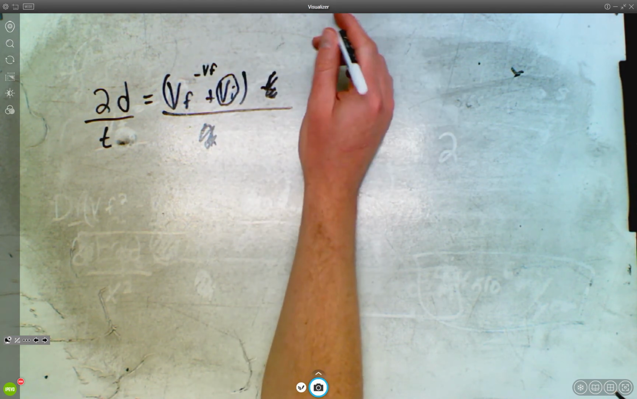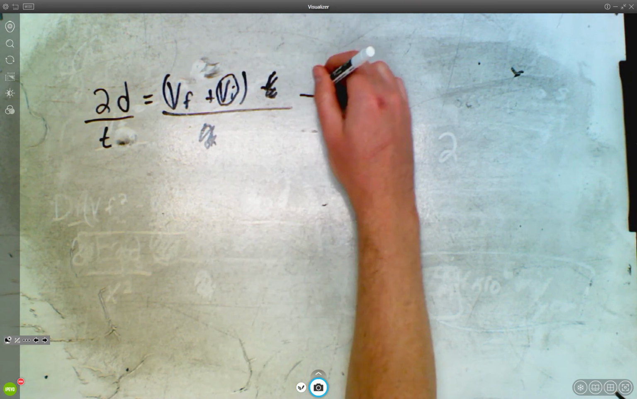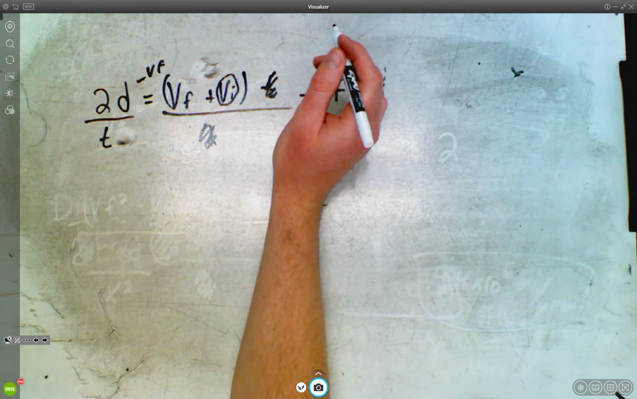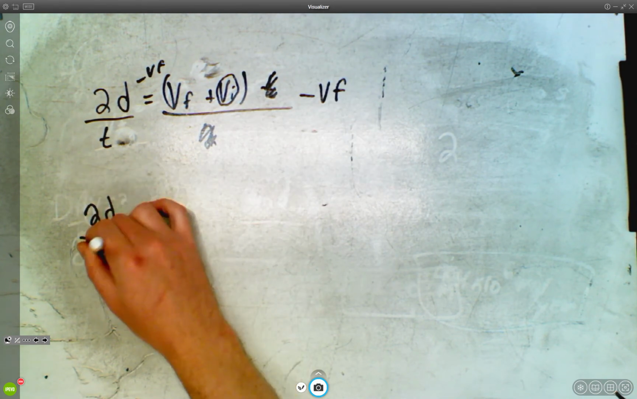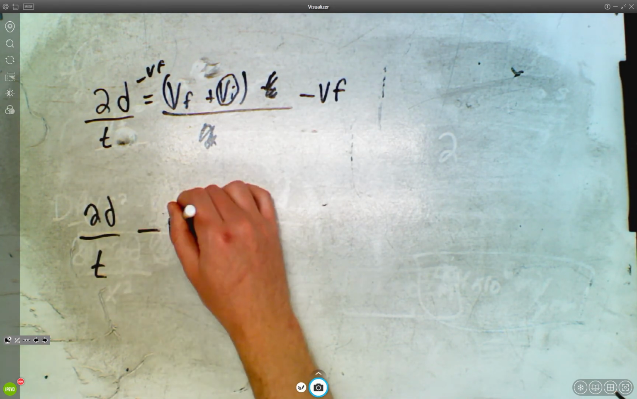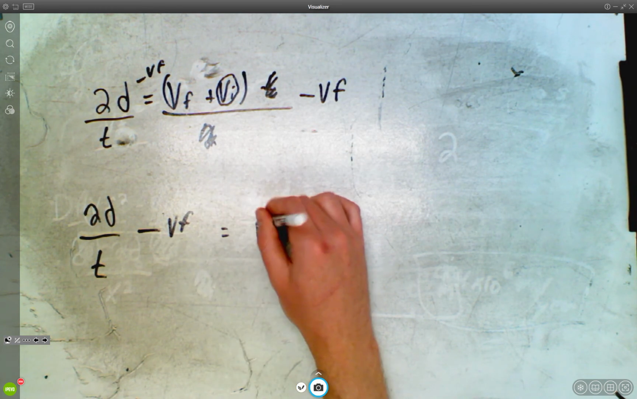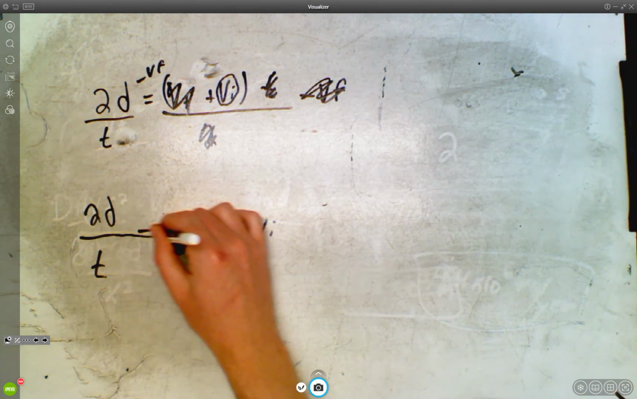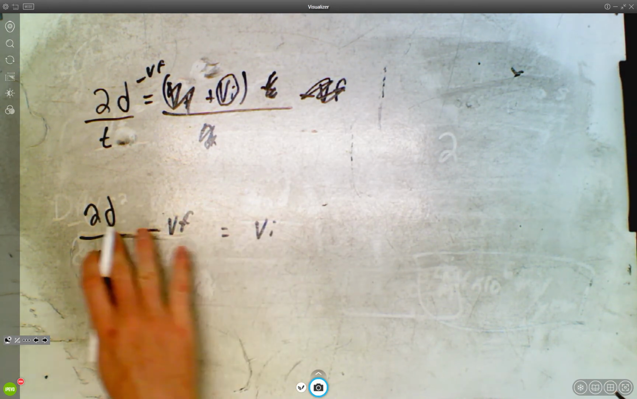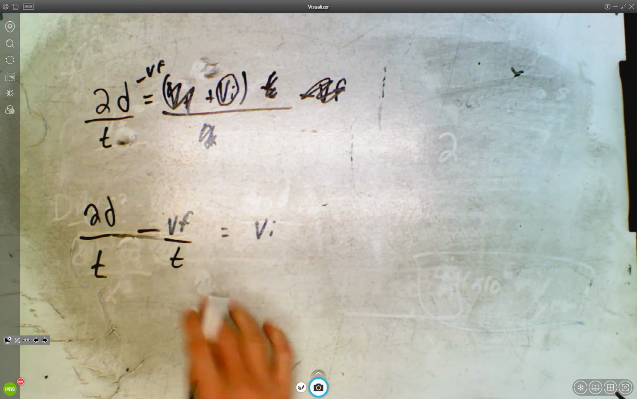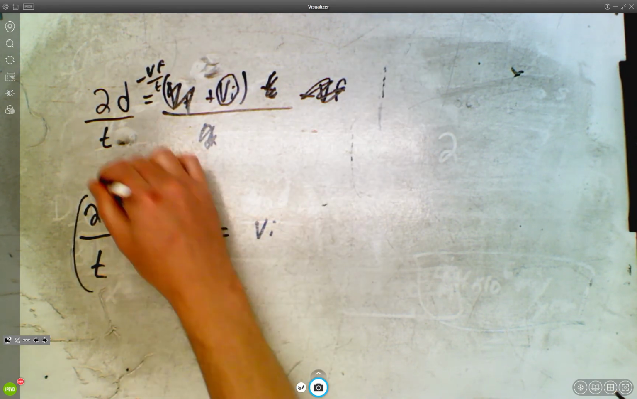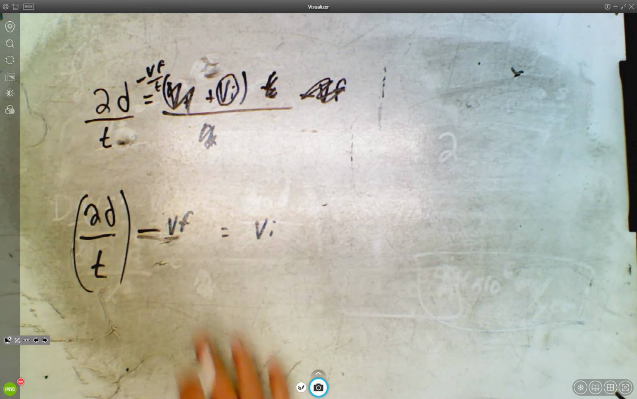Okay, I want to subtract a VF from this whole side, and I want to subtract a VF from this whole side. So what I'm going to end up with is 2D over T minus VF, and that equals VI. So this VF and this VF will cancel out. What a lot of people will do is they'll have this on the bottom, but what that's saying is that we're taking and we're subtracting a VF over T, and that's not what we're doing. We're not subtracting VF over T. So we're taking this whole thing and we're subtracting a VF from it. So this is what it has to look like in the end, or else it's wrong.